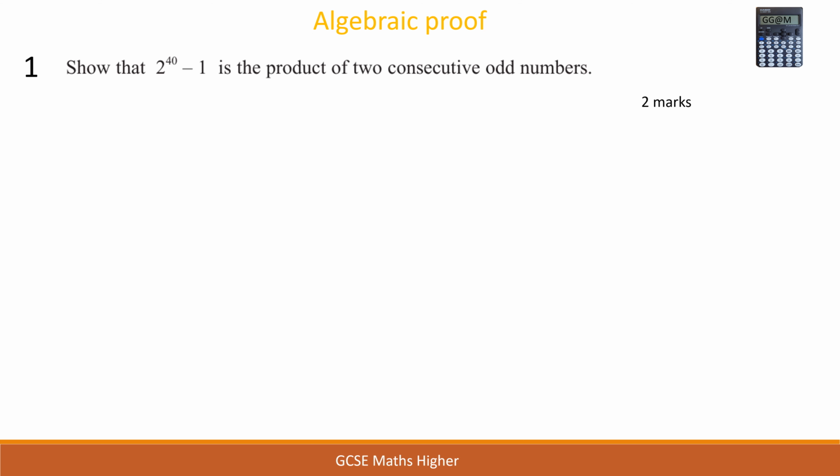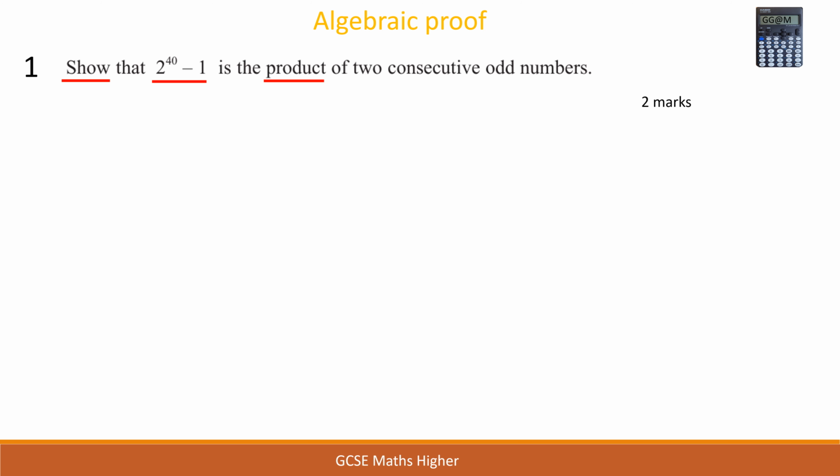This is a question on algebraic proof. Have a read of the question, highlight any keywords in your exam. So this question is a show that question, so you must show exactly what you have to do to be able to get the answer to show that you have got consecutive numbers, and it will be worth 2 marks in the exam. So you've got 2 to the power of 40, take away 1.